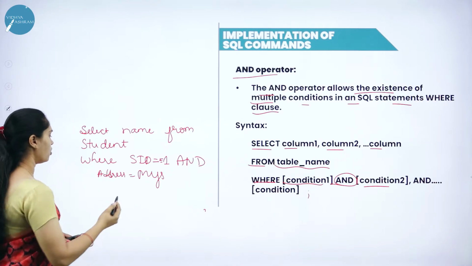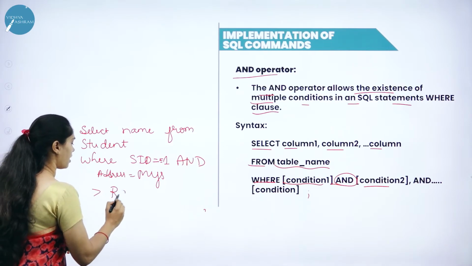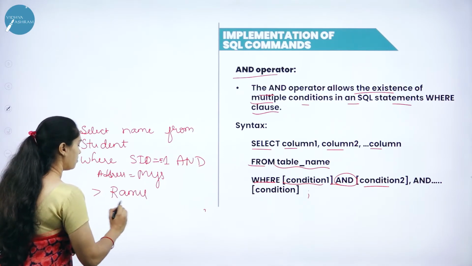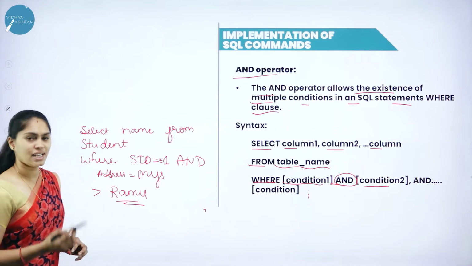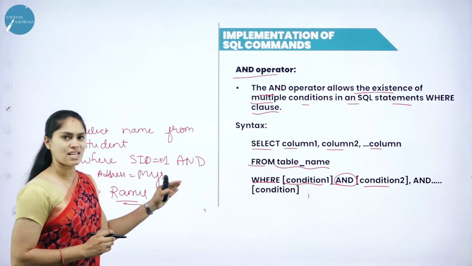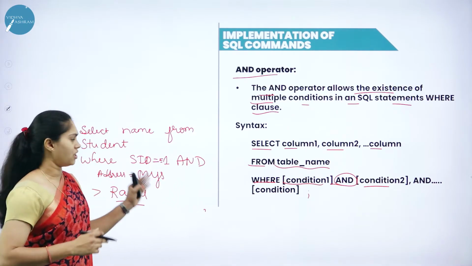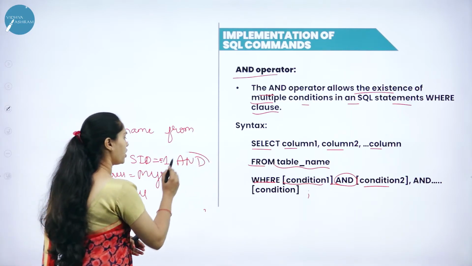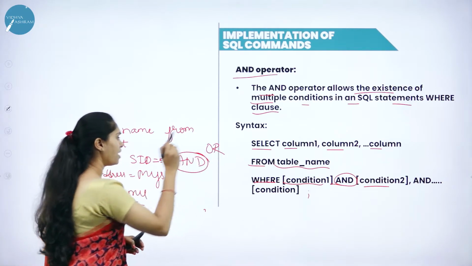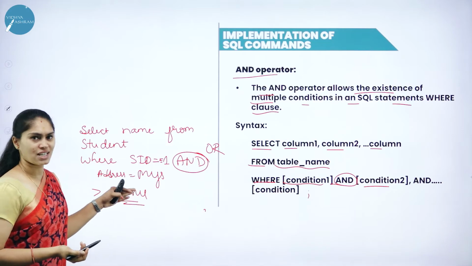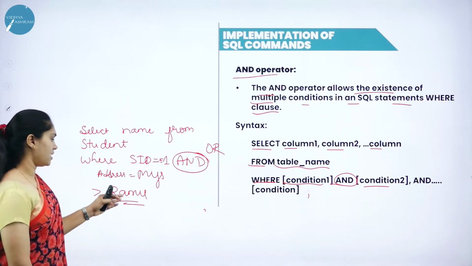Then only it is going to return a value called Ramu. So that means I have to get information that needs to satisfy more than one condition. So in place of AND, if I use OR, then if any one of the conditions gets satisfied, I can get the resultant as Ramu.